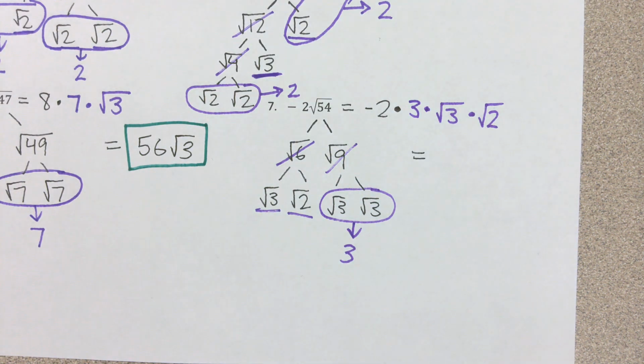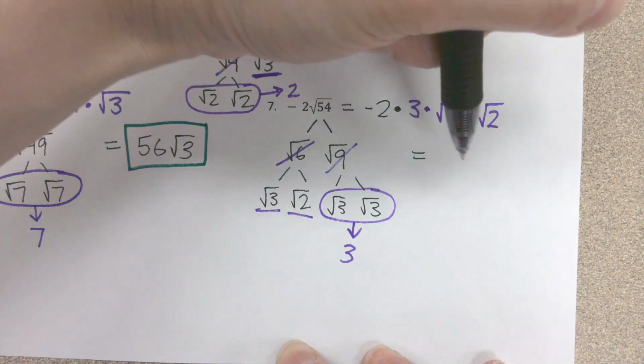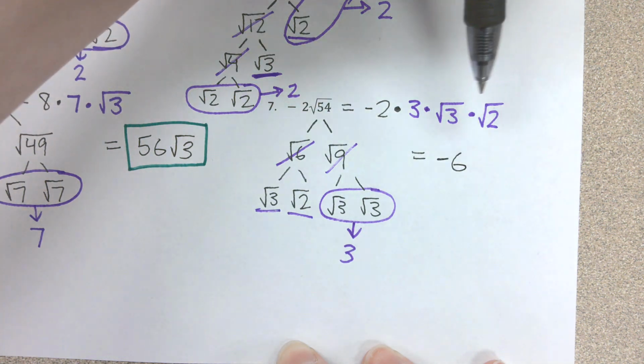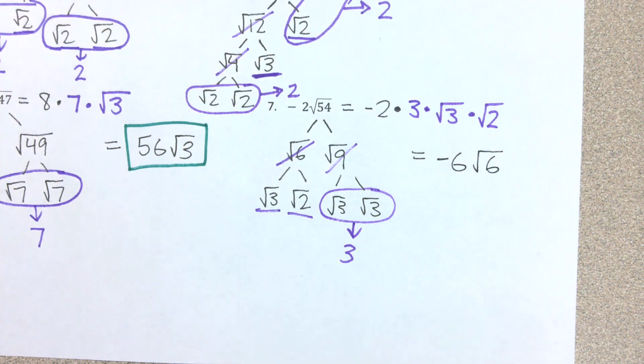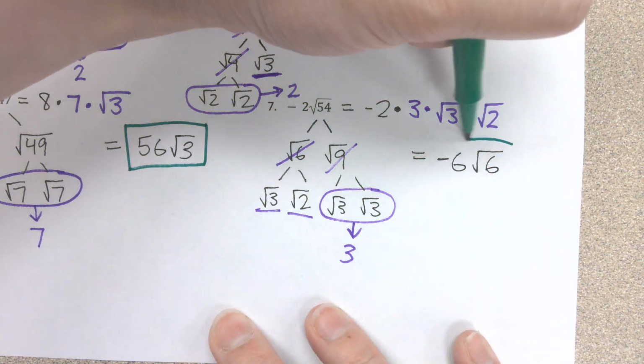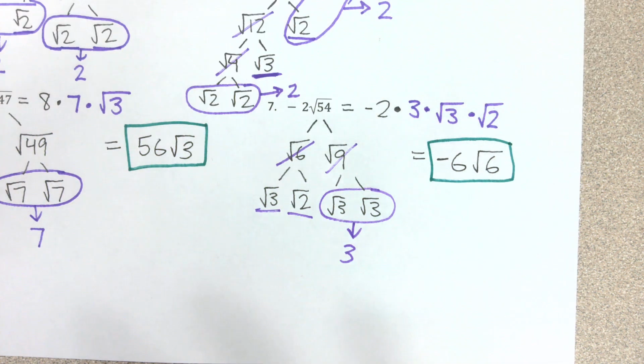Multiply like things together. Negative 2 times 3, that's negative 6. Square root 3 times square root 2 is square root of 6. And there you have it.